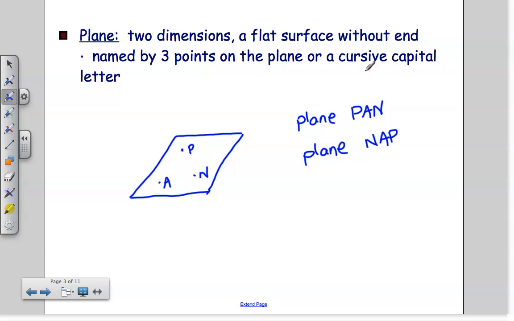There's another way to name a plane. You can do one cursive capital letter. Remember that a line was lowercase. We can do one capital letter.